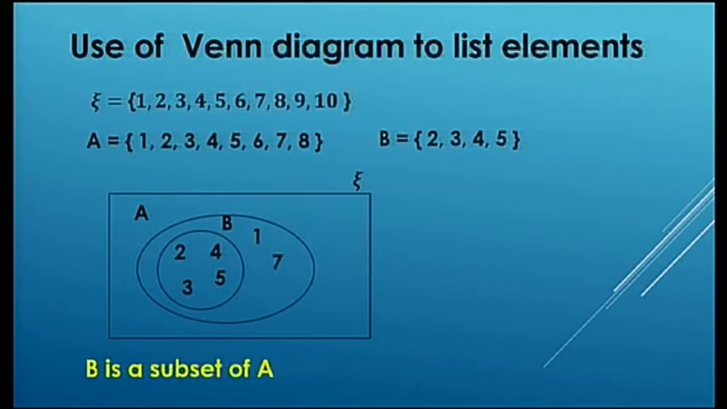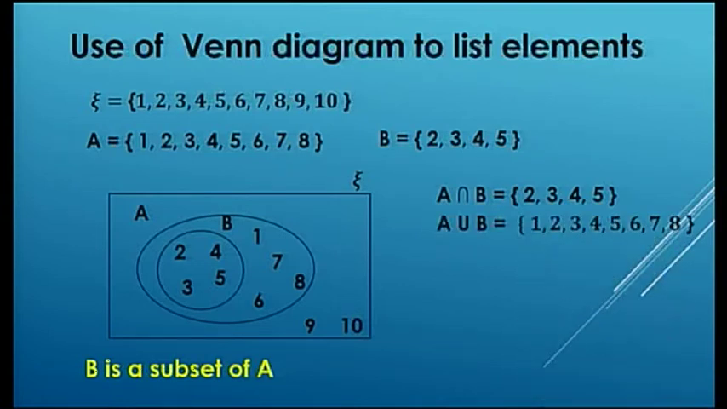So the other elements of A are 1, 7, 6, and 8. The numbers 9 and 10 do not form part of the set A or the set B. So we write them outside these circles, but inside the rectangle representing the universal set. Here, if we want A intersection B, these are 2, 3, 4, and 5, because these elements form part of two sets.